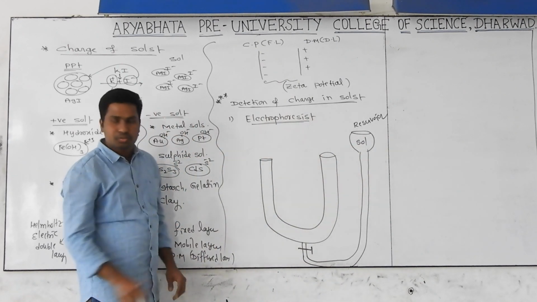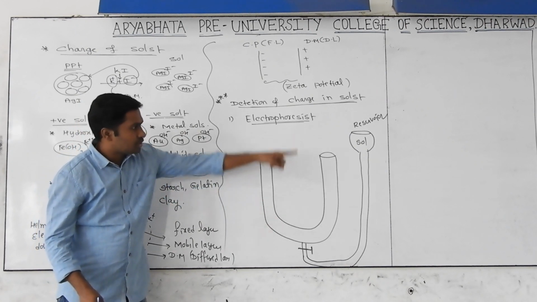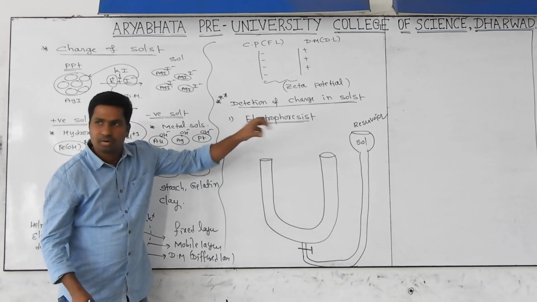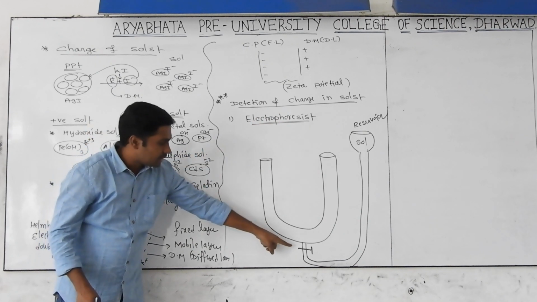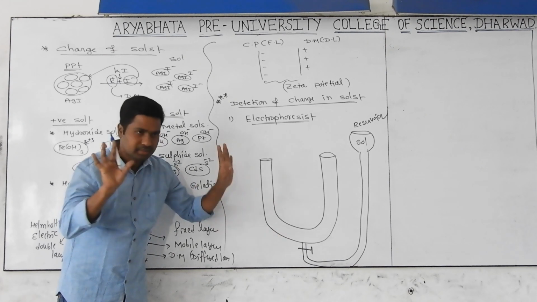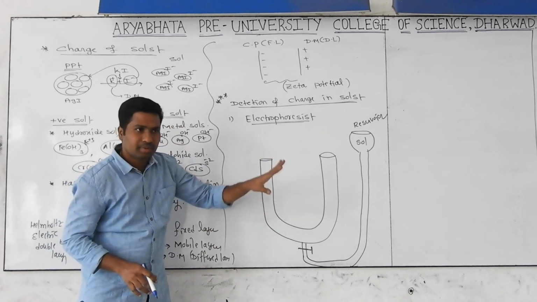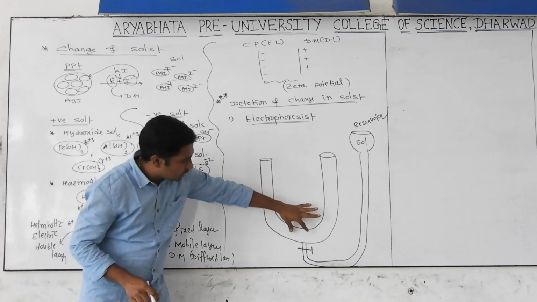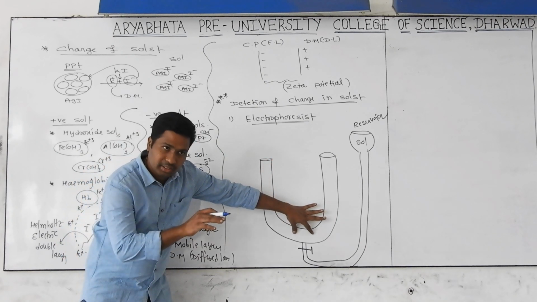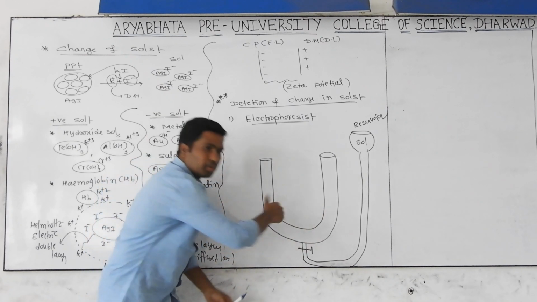First of all, observe this one. We are taking a U-shaped glass tube. It will be connected to the reservoir where we take the bulk of the sol particles. They will be separated with the stop cock, like a tap. We can open or close it. First of all, see, we take a little bit of water inside it. Why? Because I will tell. So we have to take some amount of water in the U-shaped glass tube, and after that, I open the stop cock. What is happening?